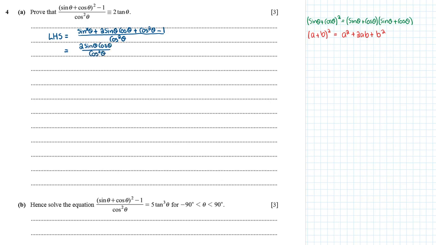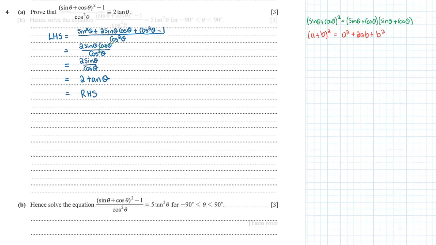leaving us with 2 sine theta cos theta divided by cos squared theta. Now the cos theta on the numerator will cancel with one of the cos's on the denominator and just leave us with 2 sine theta over cos theta. Sine theta over cos theta, of course, is tan theta, so we have 2 tan theta, which is the right hand side, and we have proved it.